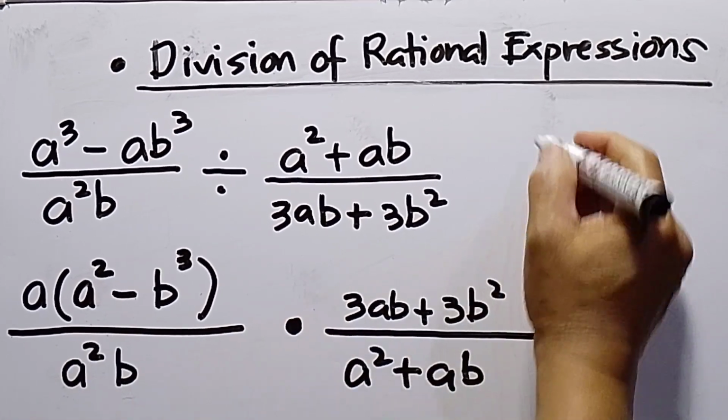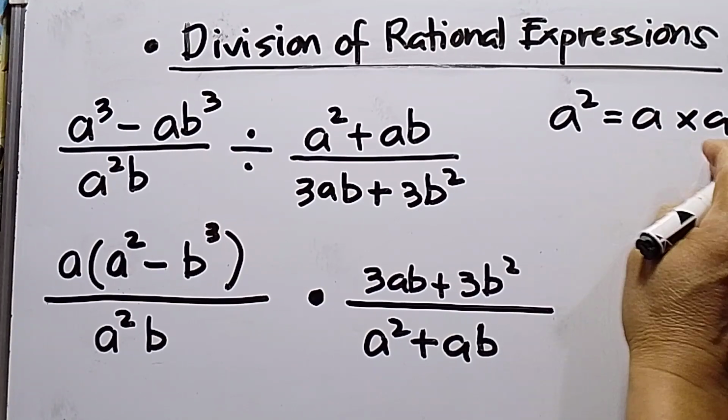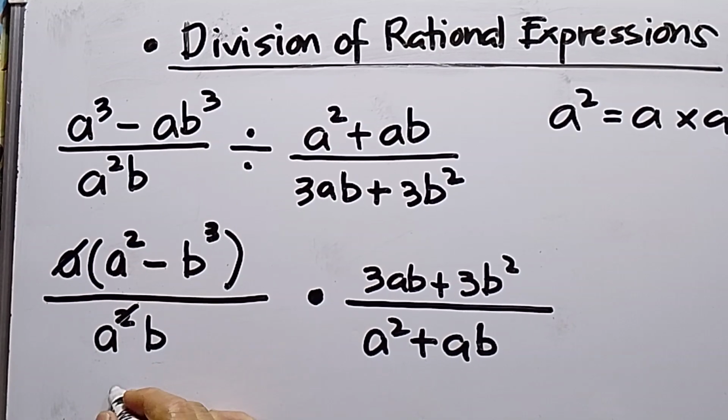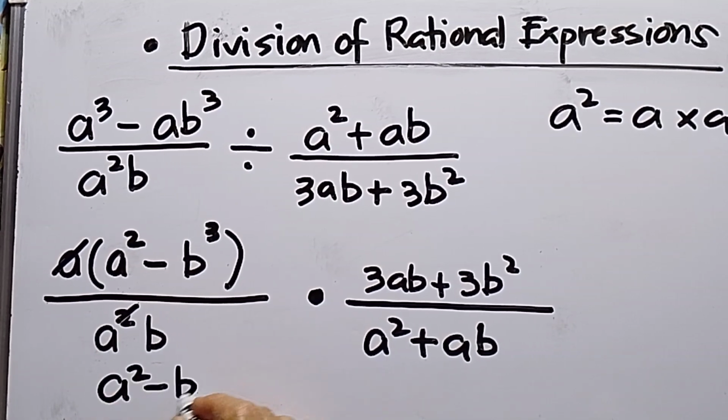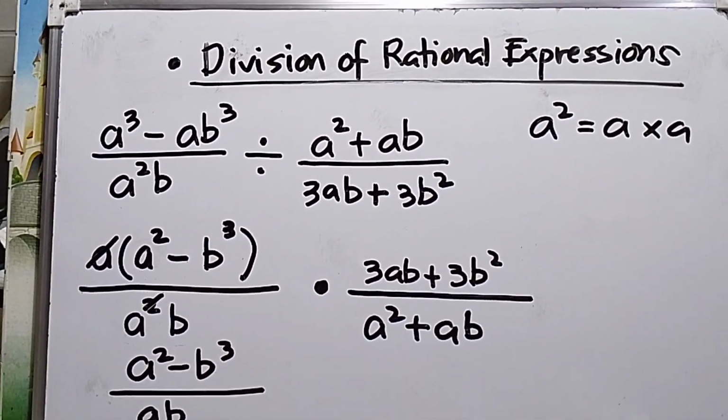So since I have a squared, which means a times a, I have 2 a's in the numerator. So cross out 1 a. So this will be (a squared minus b cubed) over ab.